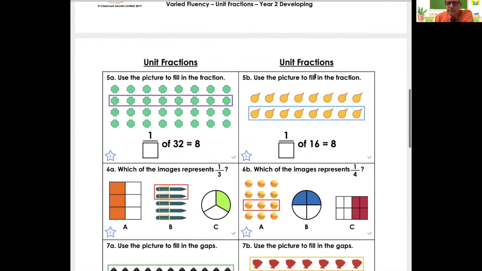Use a picture to fill in the fraction. So there's half, because there's one group there and the same group there. So half of 16 equals 8.